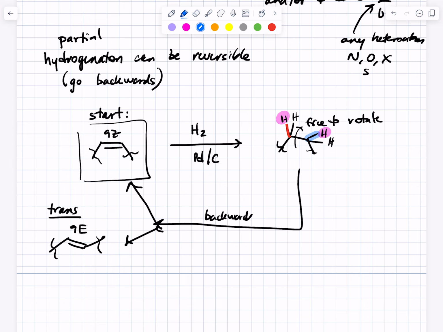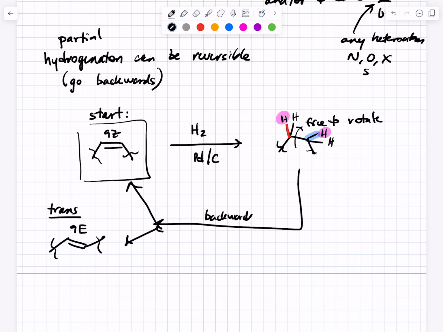So if you read partially hydrogenated vegetable oil on a food label, that's somewhere where there might be the possibility of trans fats. Go ahead. Yeah, is that trans configuration when it goes backwards more likely because it's more stable? Yeah.